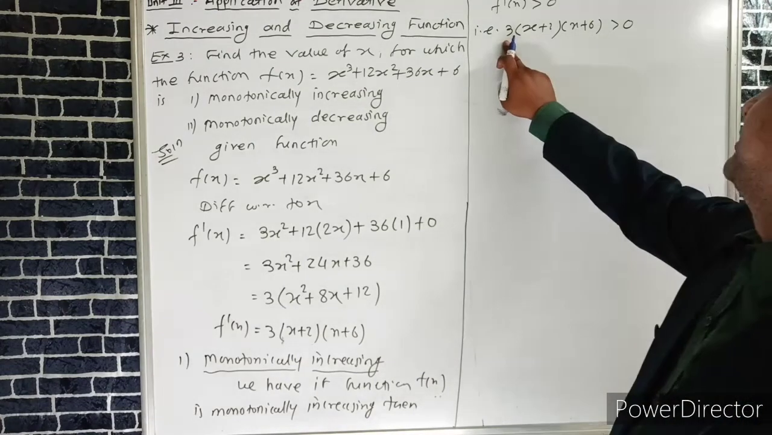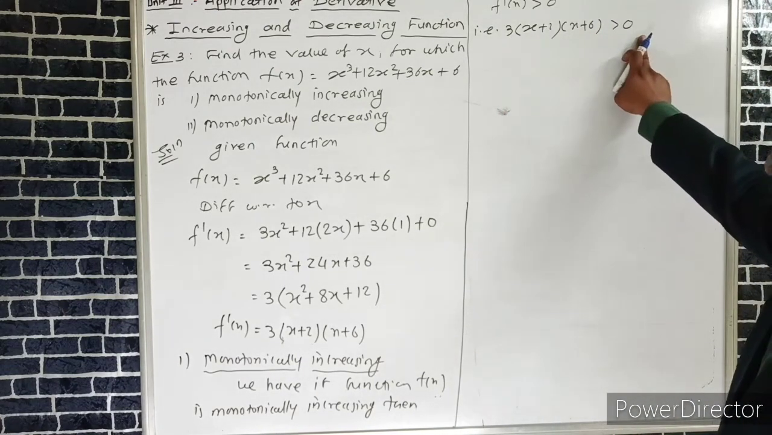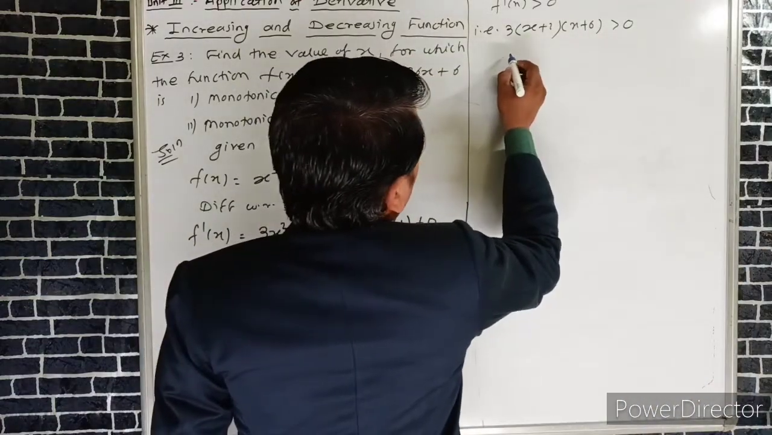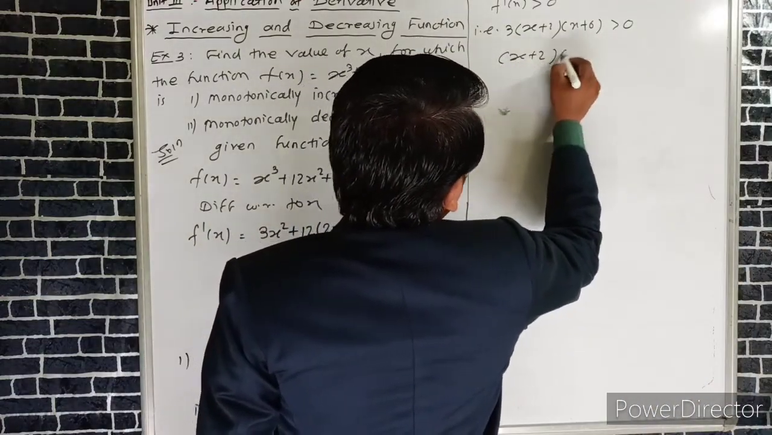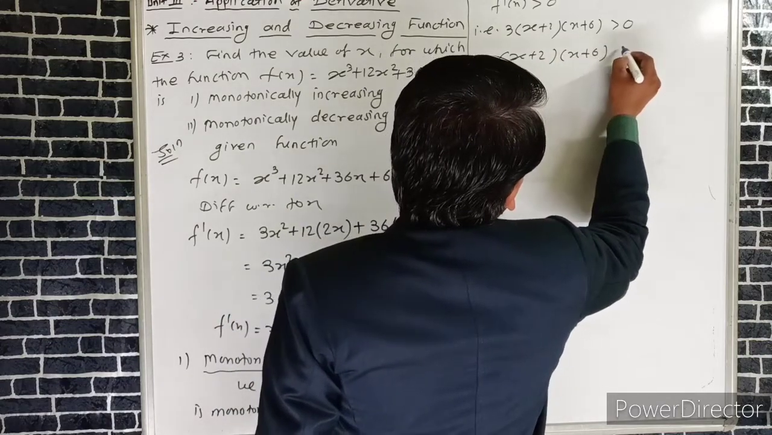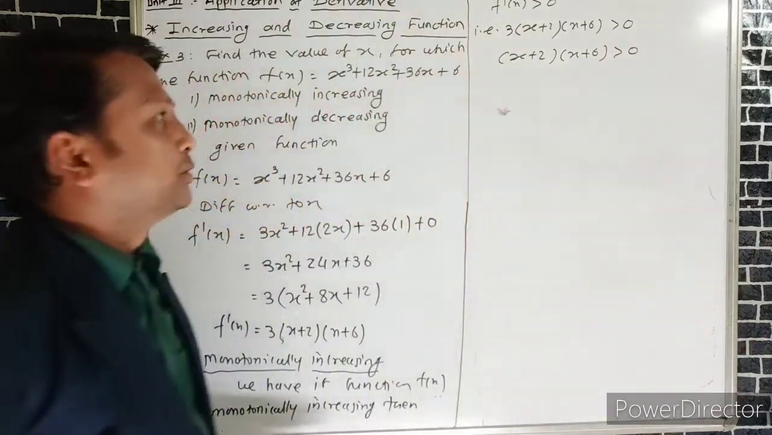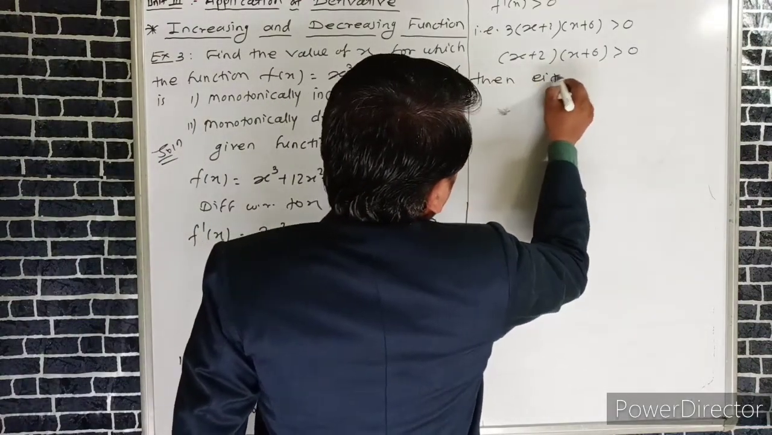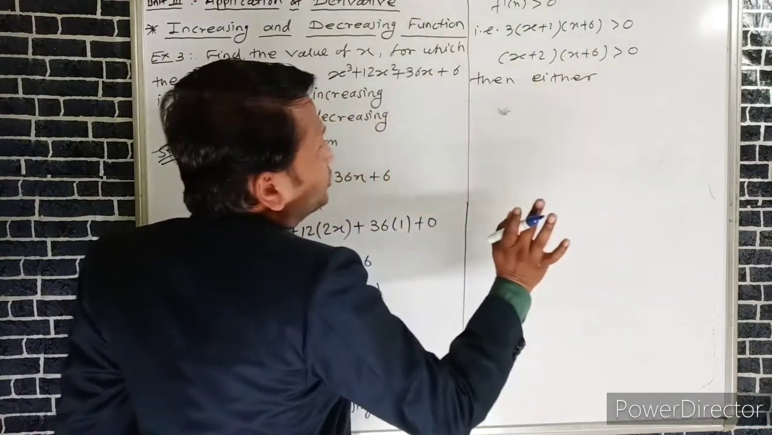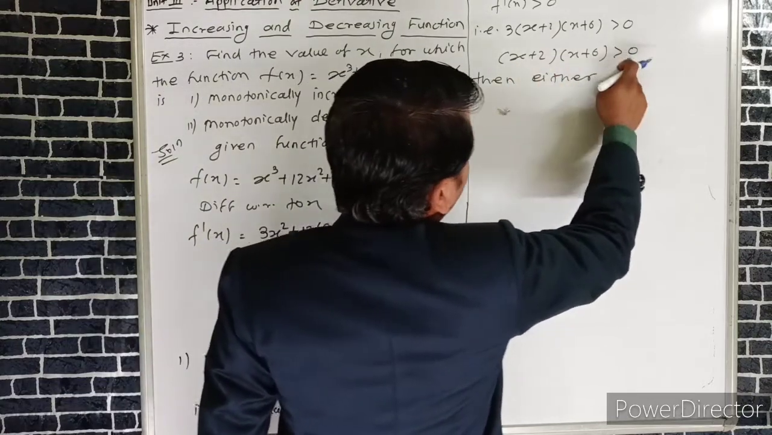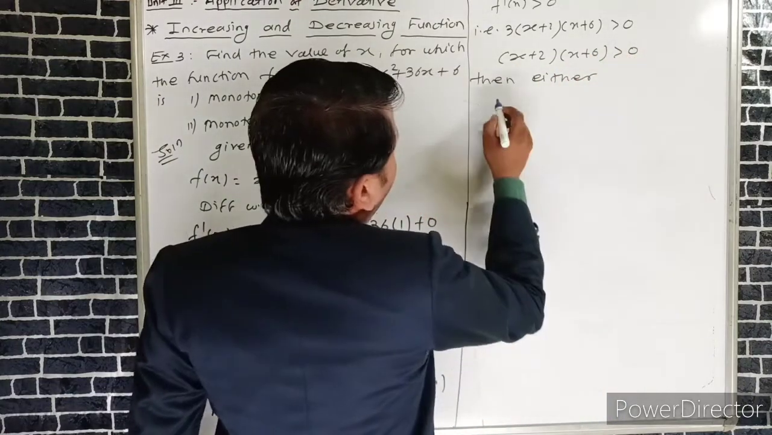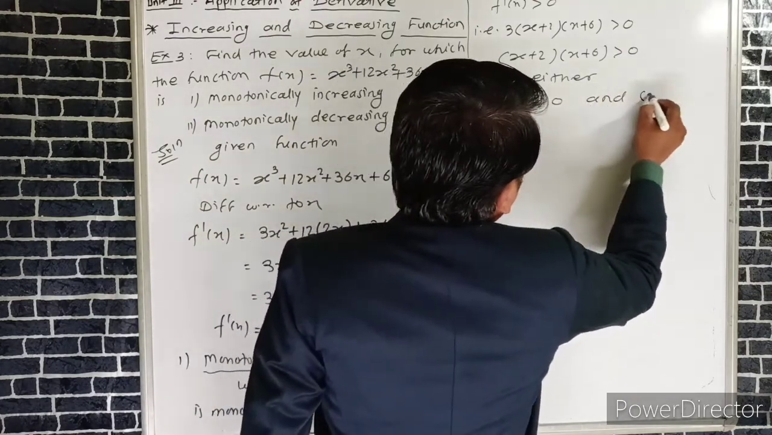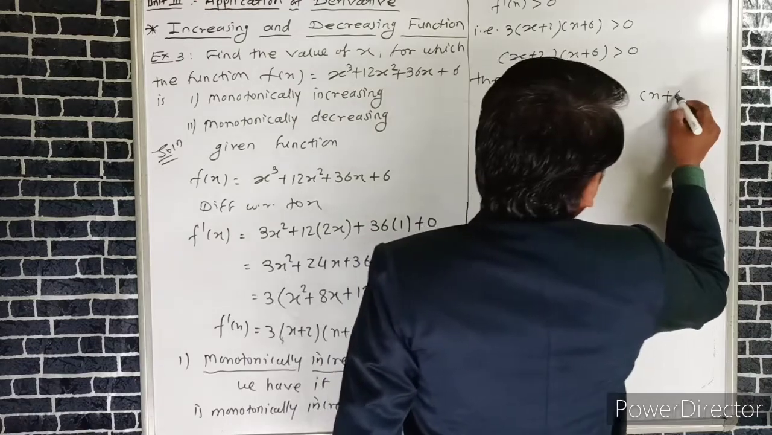If we shift the 3 to the right side, then 0 upon 3 is also 0, so we can write x plus 2 into x plus 6 is strictly greater than 0. Hence we can write that either both brackets are greater than 0, meaning x plus 2 is greater than 0 and x plus 6 is also greater than 0.